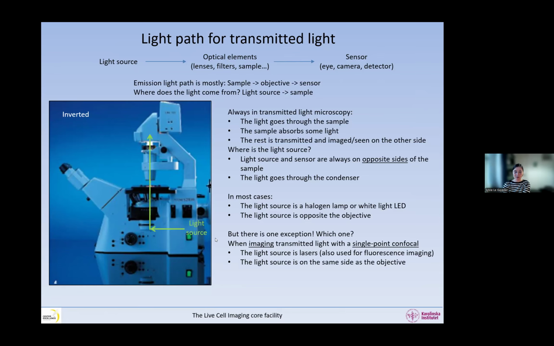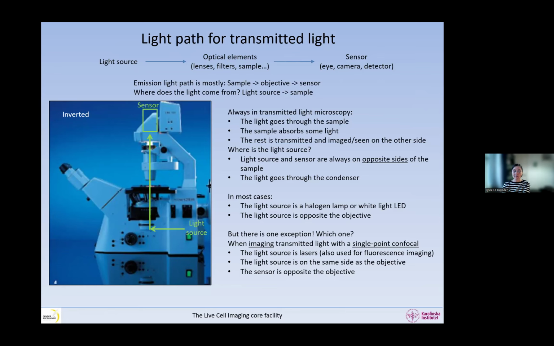So it comes from below, goes through the objective, and goes through the sample, because it's transmitted light. The light goes through the sample, and then it goes through the condenser. And in that case, we're going to have a sensor up here. So this is the exception where the sensor is not on the same side as the objective. It's when we are on the single point confocal and imaging transmitted light. These are things that you will have to do on your systems.